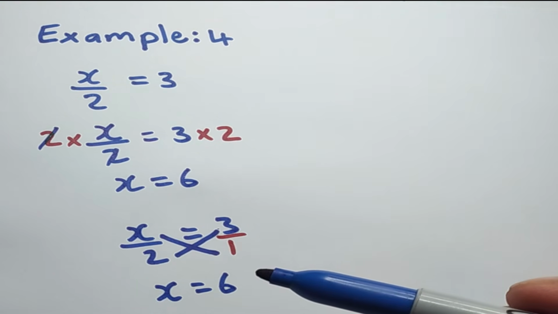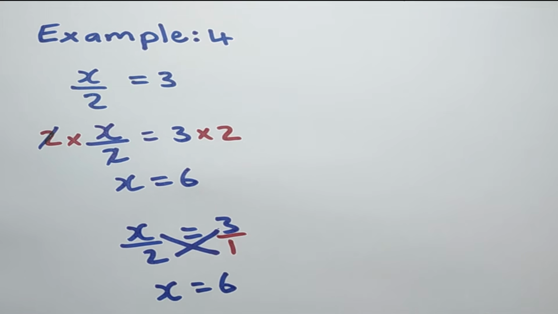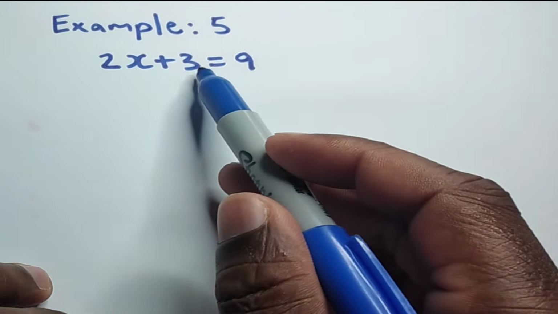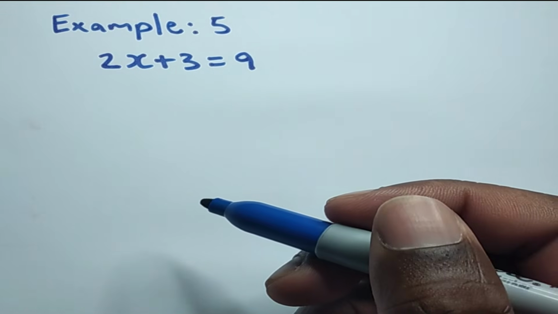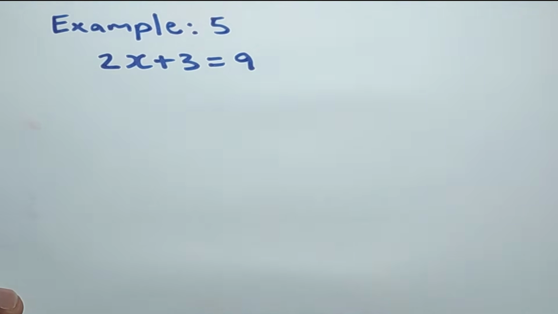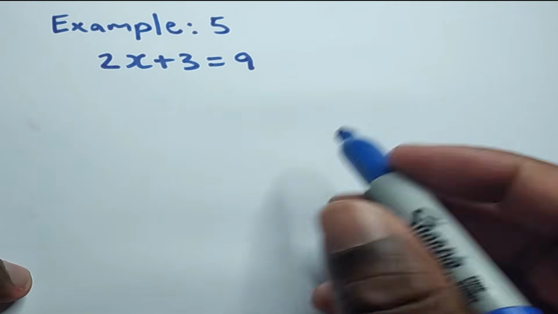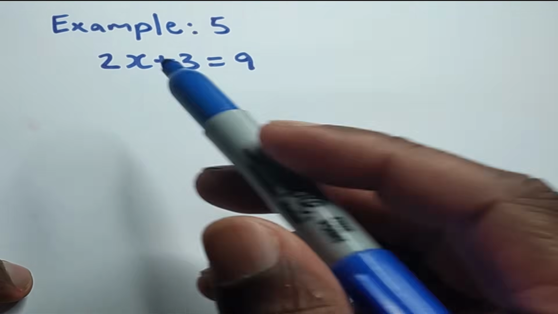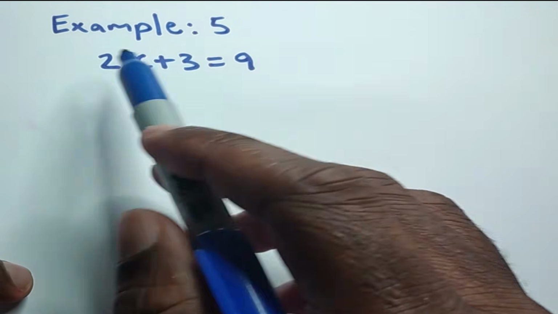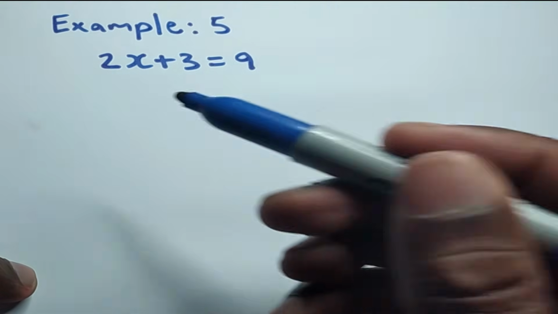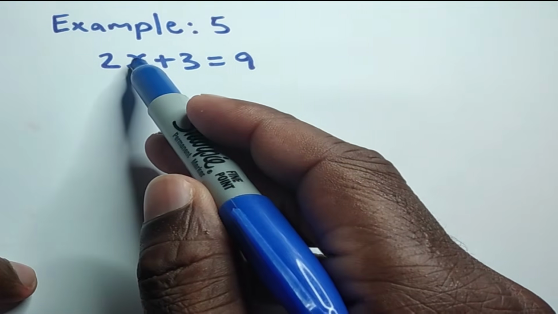So now let's look at example 5. This is what we have in example 5: 2x plus 3 is equal to 9. And there are also two ways we can go about solving this problem. Let's look at the first thing that we can do. The first method is to remove those things that are furthest away from the x, because the whole objective of this is to find the value of x.